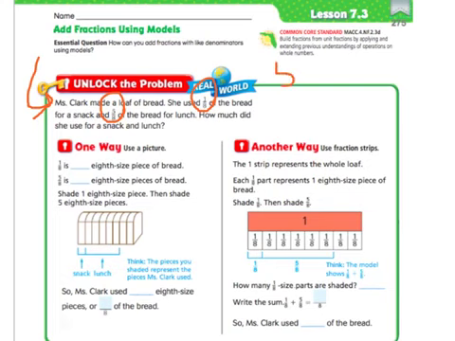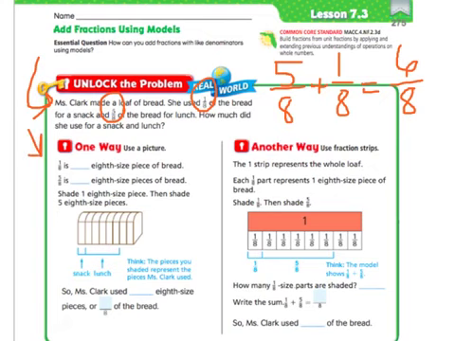I'm just going to do it up here really quick, and then we're going to go through the steps in the models so that you can see what that looks like. Remember, I told you in 7.1, the denominator stays the same, and all you have to do is add the numerators. So 5 plus 1 is 6. So the answer is that she used 6/8 of the bread. But let's go ahead and figure it out using the picture, and then we'll do it using fraction strips so you can see what that looks like.